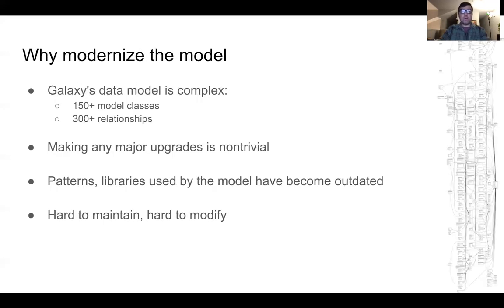So why are we modernizing the model? Here's one reason. Galaxy's data model is complex. Today we have more than 150 model classes and more than 300 explicitly defined relationships between them. Making any major sweeping upgrades is a non-trivial endeavor. As a result, modifications have been mostly incremental. Over the years, patterns and libraries used by Galaxy's model have become outdated. SQL Alchemy's documentation has moved on and is largely based on more modern, robust approaches. Overall, the data model is becoming hard to maintain and hard to modify.